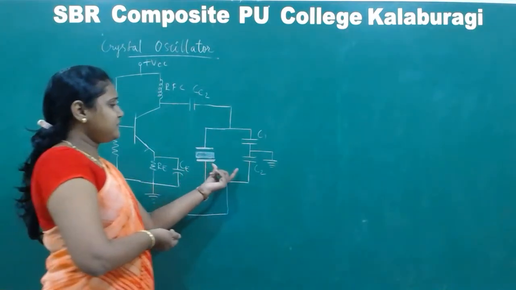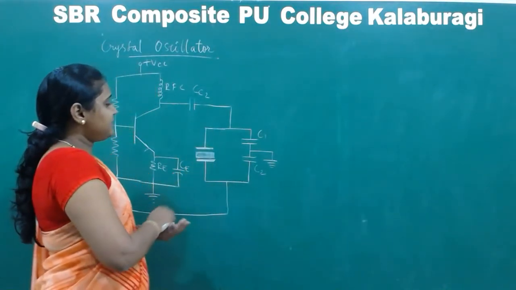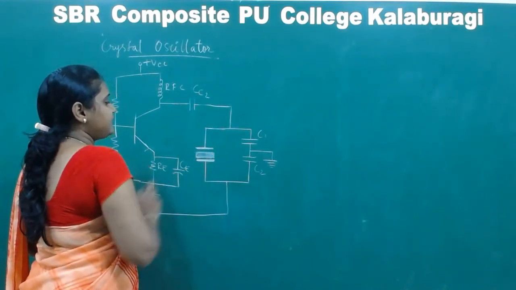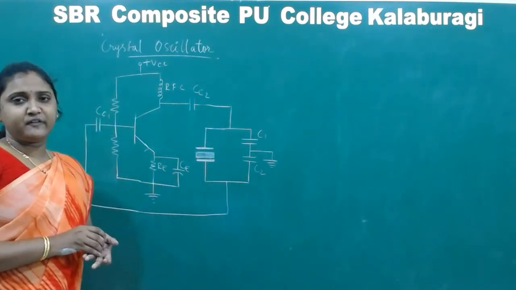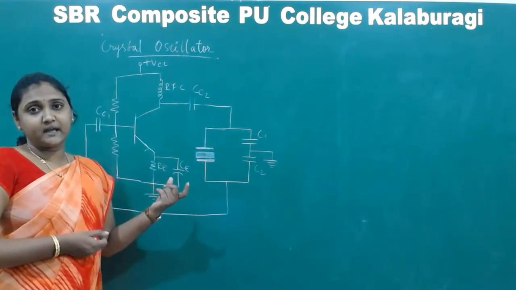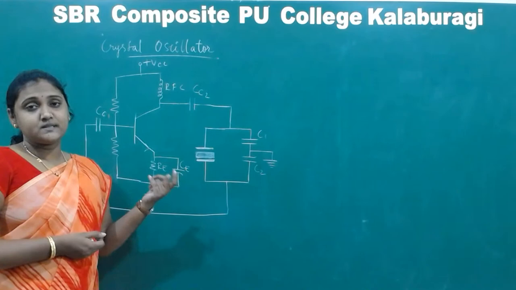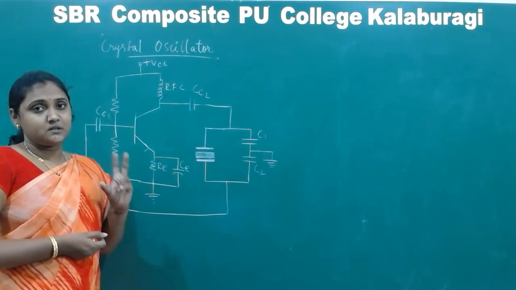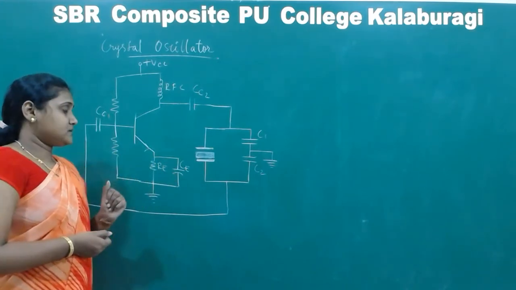Actually, here it is not a frequency determining circuit, because the frequency of the crystal is fixed. The frequency of the crystal depends on the direction in which it is cut, its rectangular shape, the dimensions and also the thickness of the crystal. It depends on two factors.